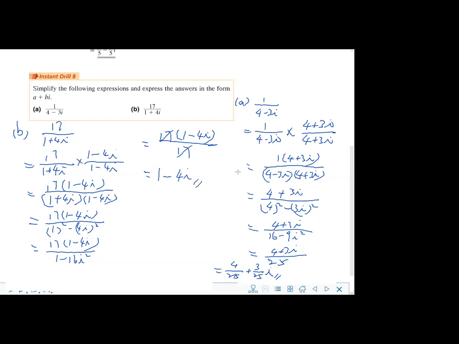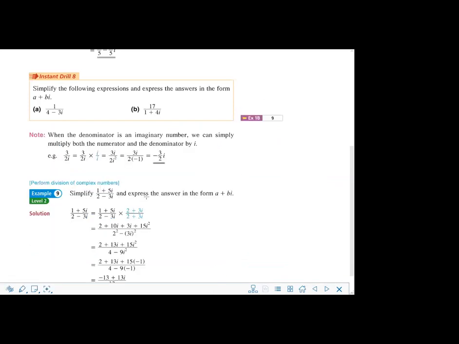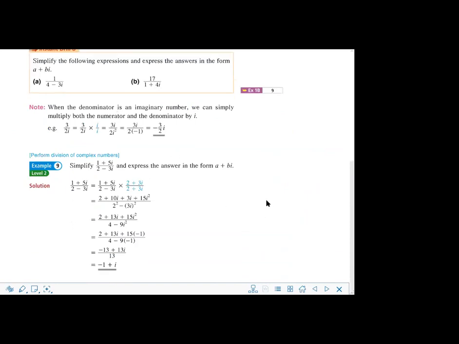Okay. So let me clear the board. Next question. Next example. Example 9. Exactly the same. You need to simplify 1 plus 5i over 2 minus 3i. Okay. You need to simplify this because the i term is not allowed in the bottom part. Okay. So you need to do this.